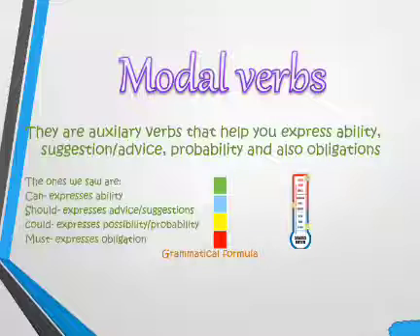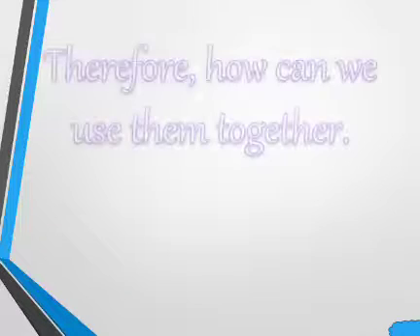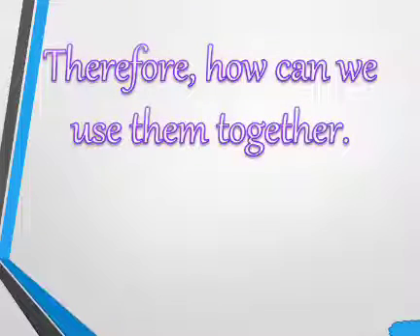But do we remember how to write a sentence using these modal verbs? Well, it's very easy. First, you're going to need a subject, then a modal verb, and later on a complement. Therefore, how can we use them together? Entonces, ¿cómo es que puedo usar estos verbos auxiliares junto con las profesiones? How can I use them then?